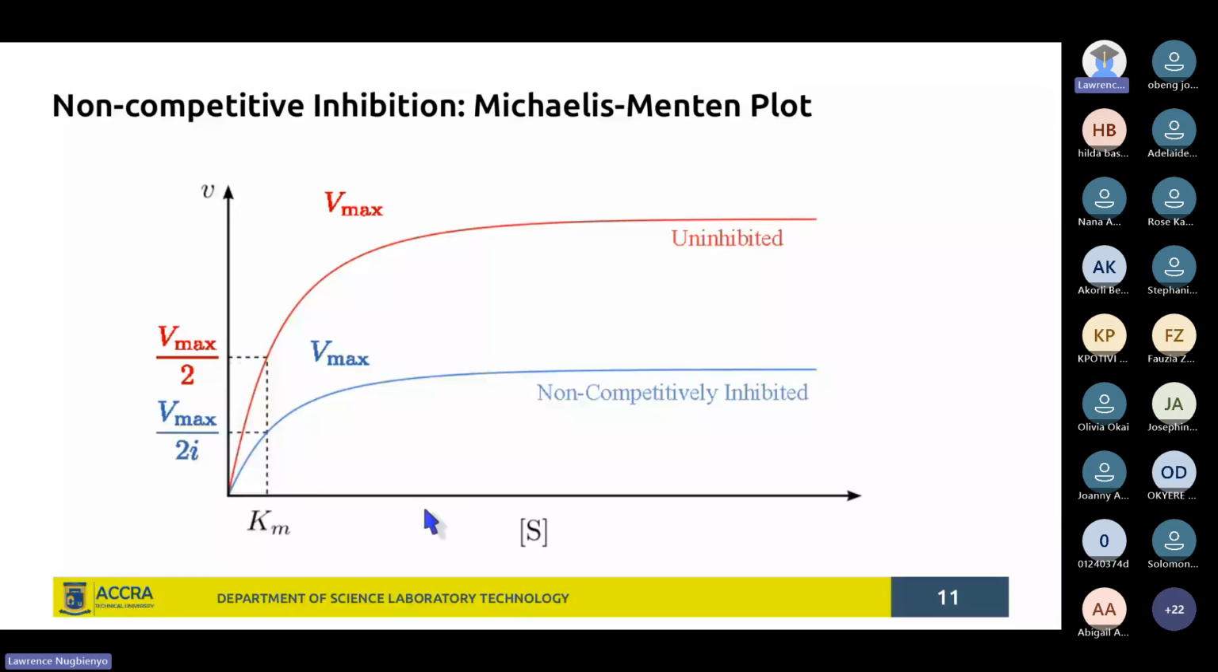All right. So these are the major things to keep in mind here too. The Michaelis-Menten constant remains the same for inhibited reaction and uninhibited reaction in the case of non-competitive inhibition. Similarly, keep in mind that the maximum rate of reaction reduces for the inhibited reaction, just as half of the maximum rate of reaction also reduces for the inhibited reaction. That's in the case of non-competitive inhibition.